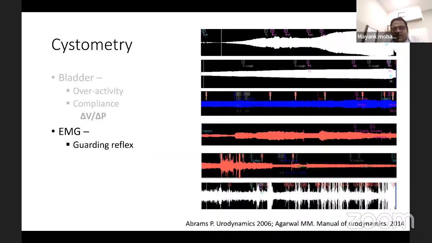If you find this, that means the guarding reflex is gone. The EMG activity is abnormal.